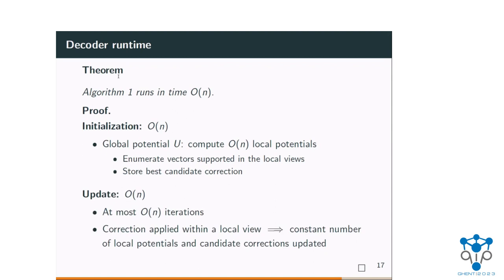Then in the update step, there are at most order n iterations of this algorithm, because at each step we decrease the global potential by at least one. And because the correction is applied within a local view, only a constant number of these potentials need to be updated in every step. So this whole update step takes linear time, and the whole thing is linear runtime.